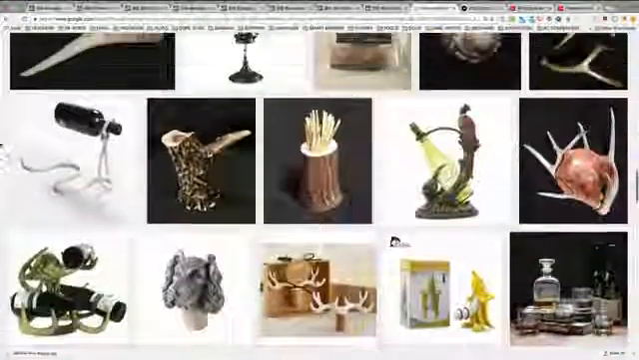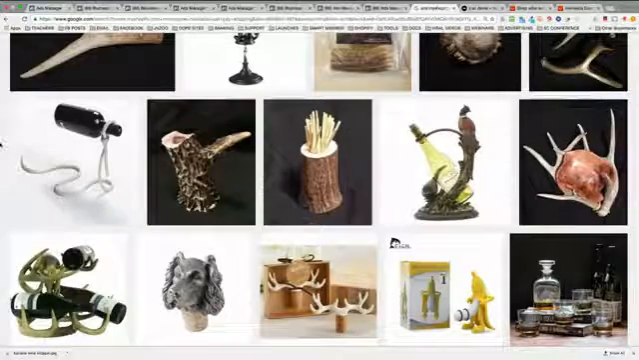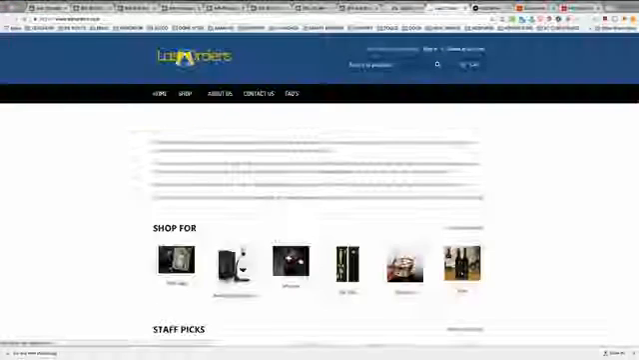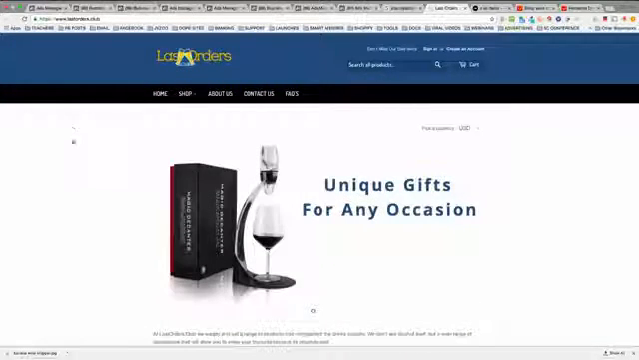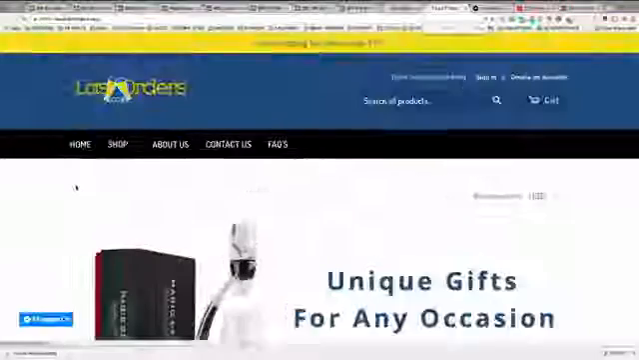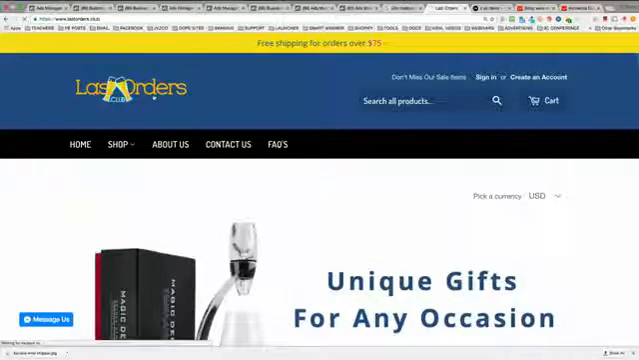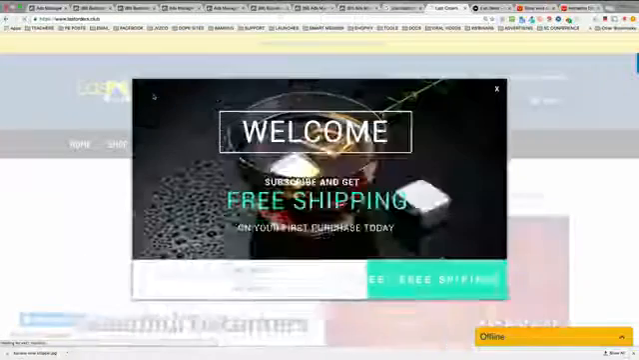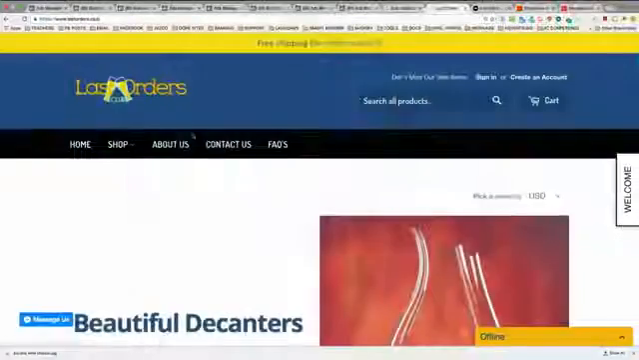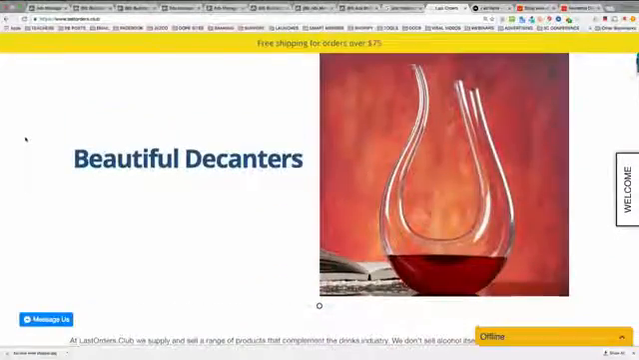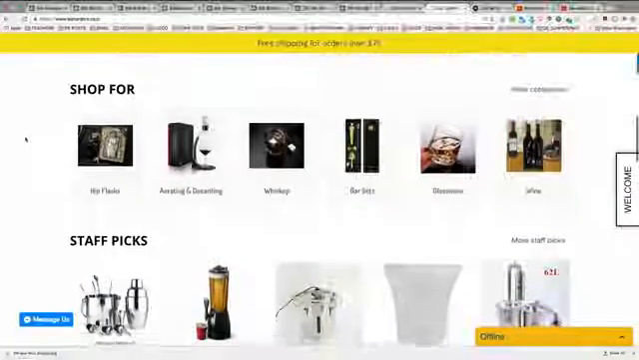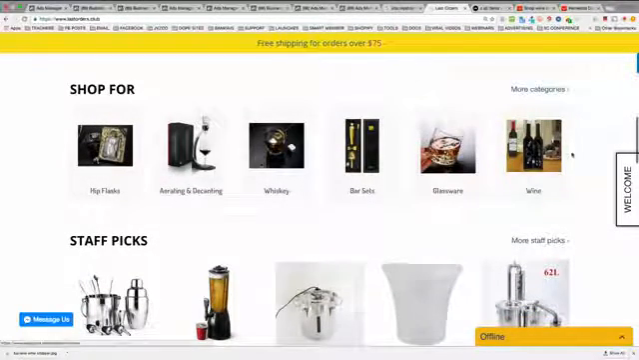We're doing research. The reason we're doing research is because you cannot place these Facebook ads unless you understand the mechanism behind what makes something go viral. Somebody here has this product. We went to Shopify. Somebody here has all these last orders, unique gifts for any occasions. You can just go, last orders club. Is that a general store or a specific store? General. Last orders could feature anything, right? Look what they have here. Beautiful decanters, hip flasks, aerating, whiskey, bar sets, glassware, wine.